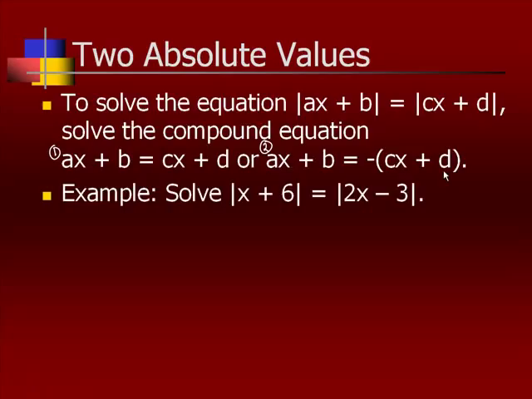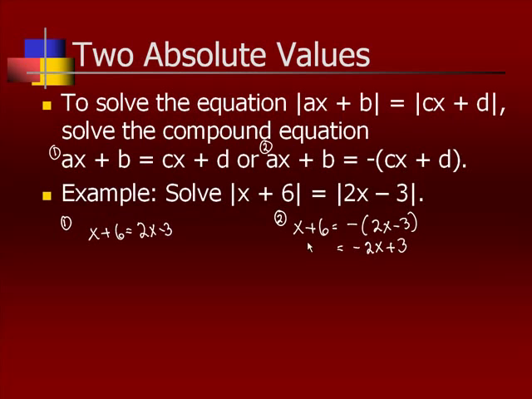So if we wanted to solve the absolute value of x plus 6 equals the absolute value of 2x minus 3. First case, no bars: x plus 6 equals 2x minus 3. Second case, change the sign. Now, be careful. What a lot of people want to do is just say, oh, that's 2x plus 3. But we need to change the sign on the whole side, which is actually going to give us a negative 2x plus 3. So there are the two equations we're going to solve for this equation.